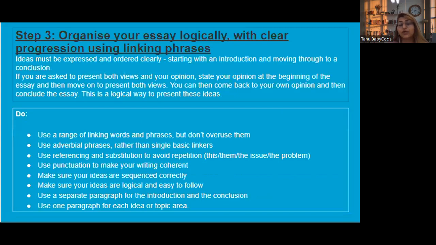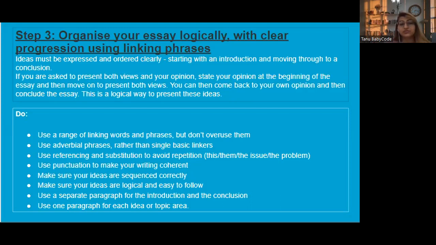Third step, you have to organize your essay logically with clear progression, using linking phrases, as it comprises coherence and cohesion. The ideas you are expressing have to be described clearly. Start with an introduction paragraph, move on through, and end with a conclusion paragraph, right? If you are asked to present both views and your opinion, state your opinion at the beginning of the essay and then move on to present both. You can then come back to your own opinion and conclude the essay at the end. Now, this is a logical way to present your ideas, right? So, always plan your essay like this.